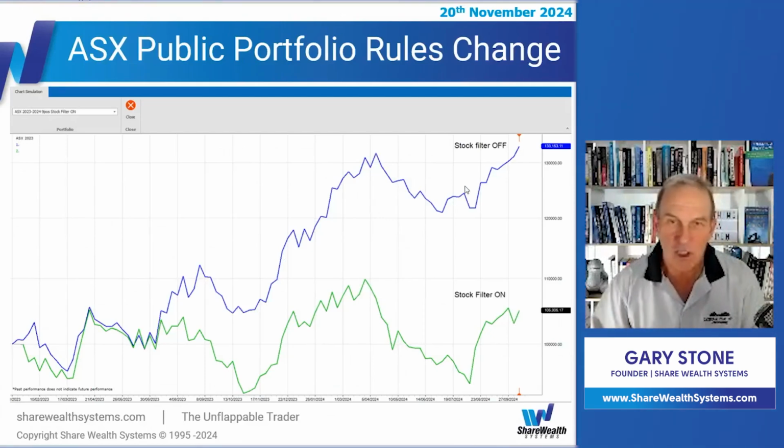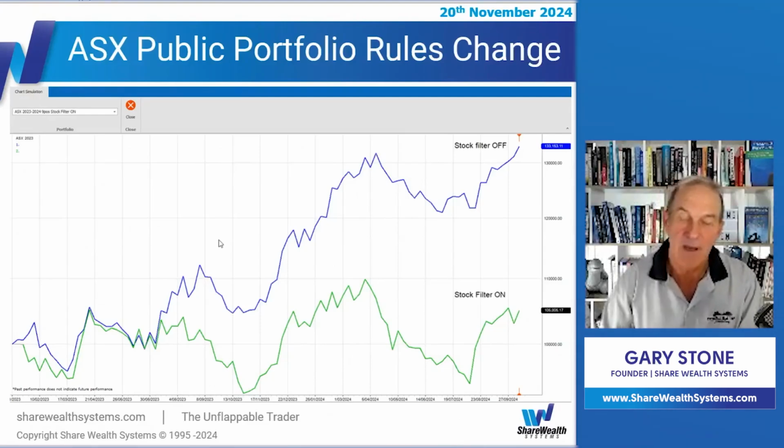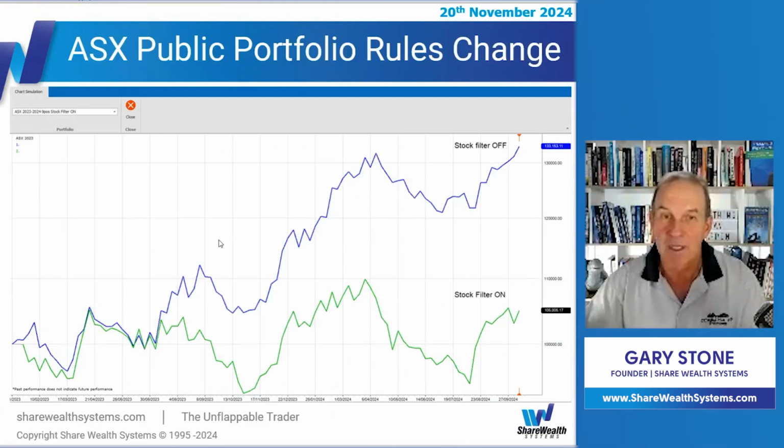Now, as it turns out in our research, and this is where trading gets difficult and we have to be objective about it, having the stock filter on during bear markets is a good thing. Having it on during rising markets is a bad thing. And that's what has been a handbrake on the ASX public portfolio, at least over the last 18 months, when we've had a bit of a rise out of the trough of the sideways moving range.